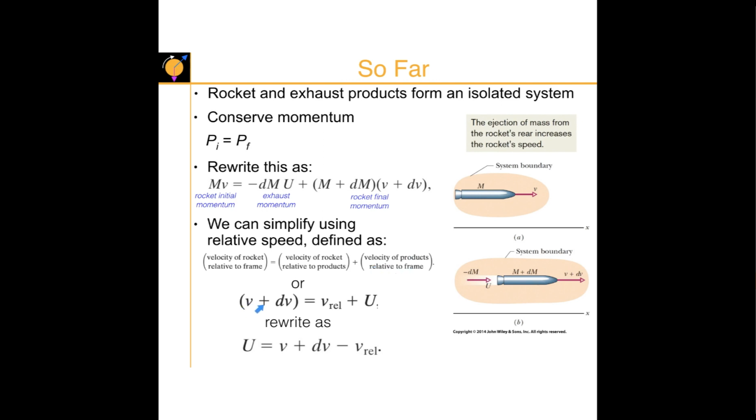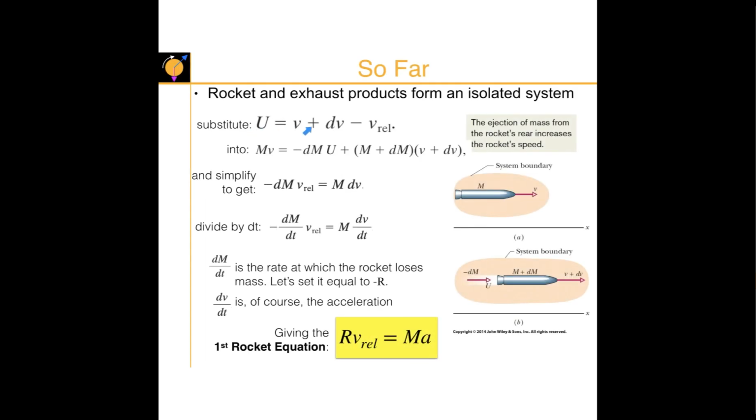All right, so the new velocity of the rocket is equal to the velocity between the two plus the velocity of the product relative to the frame. That just lets us rewrite u in terms of the final velocity of the rocket minus the relative velocity between the two of them. And that's going to help us with our calculations. So there's that expression again, right?